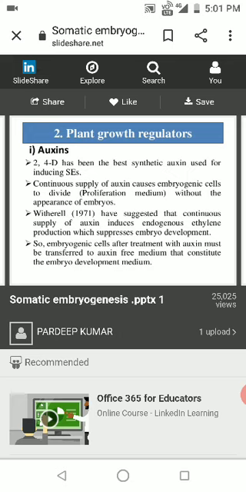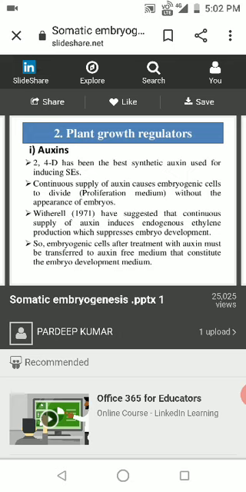Continuous supply of auxin causes embryogenic cells to divide without the appearance of embryos. Witherell has suggested that continuous supply of auxin induces endogenous ethylene production, which suppresses embryo development. So embryogenic cells after treatment with auxin must be transferred to auxin-free medium, which constitutes the embryo development medium.